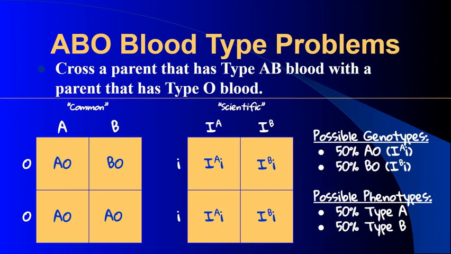And now here are some example Punnett squares that go through how this would be done. In this example, we're crossing a parent that has type AB blood with a parent that has type O blood. And you can see I've done the Punnett squares both ways, both the common way as well as the scientific way. And then you can see what possible genotypes and what possible phenotypes would result.